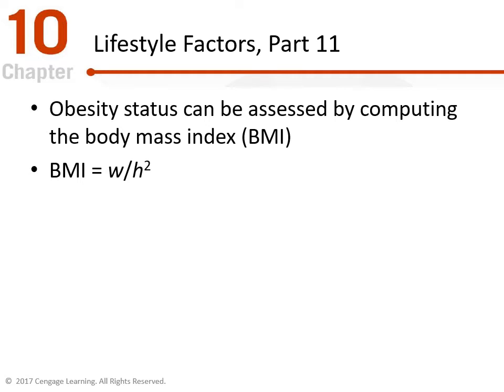So what is obesity? Obesity status can be assessed by computing the body mass index, the BMI, which equals your weight divided by your height squared. BMI is a good ratio of body weight and height that is related to total body fat. And what they consider a good BMI is under 25 for a healthy weight.